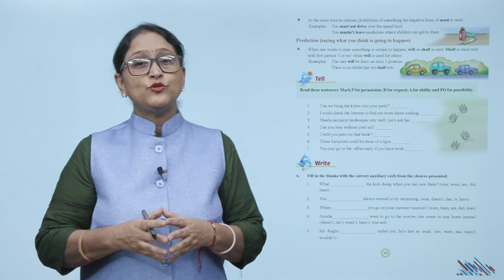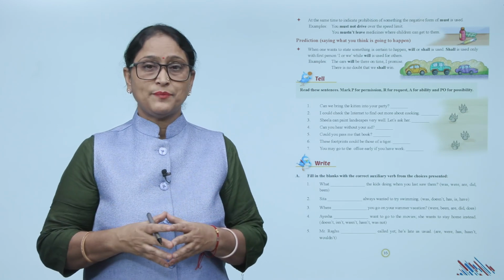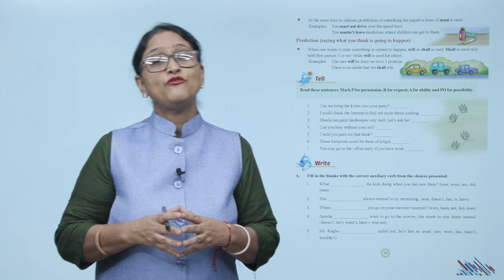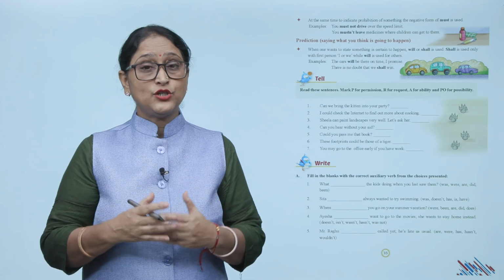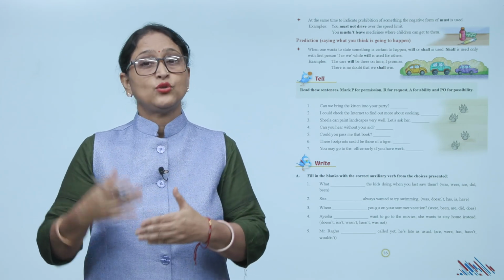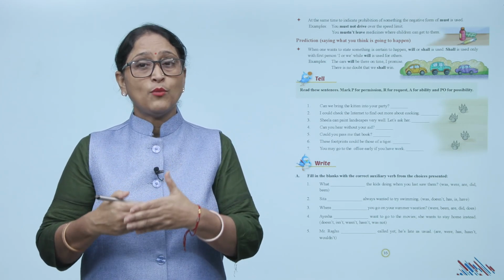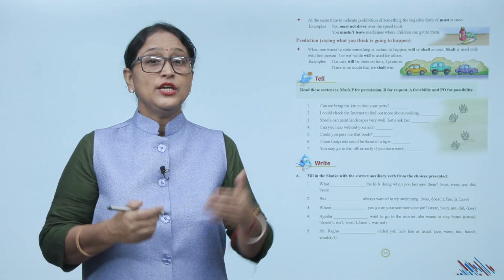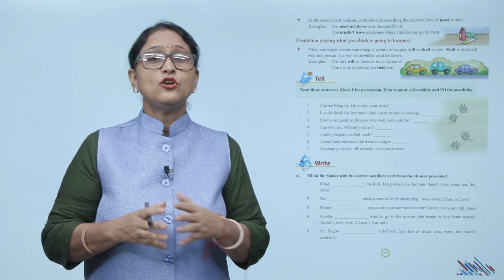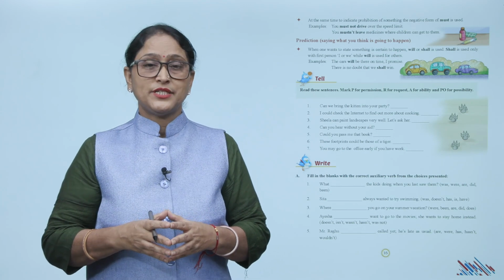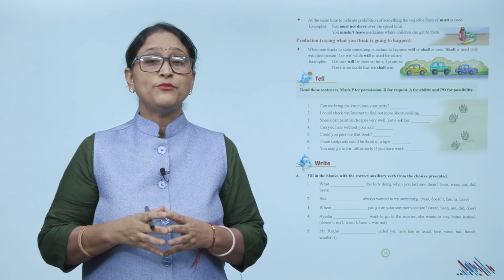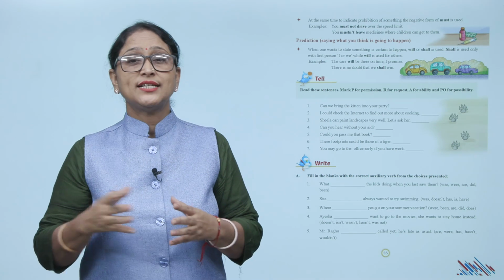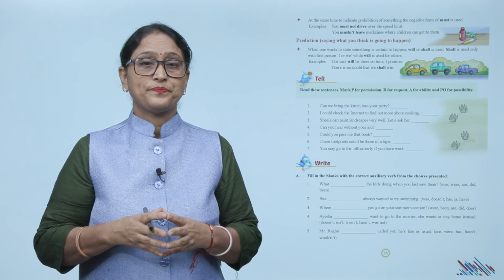At the same time, to indicate prohibition of something, the negative form of must is used. अगर किसी चीज़ को prohibit करना है करने से तो उसमें किसका यूज़ करेंगे? Negative form of must का यूज़ करेंगे. Example, you must not drive over the speed limit. You must not leave medicines where children can get to them.